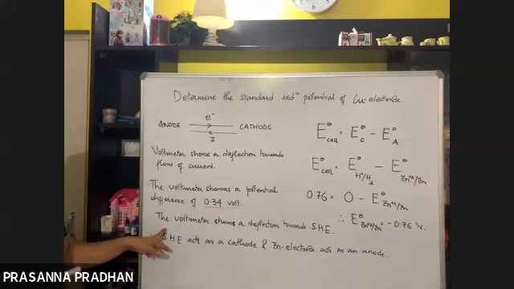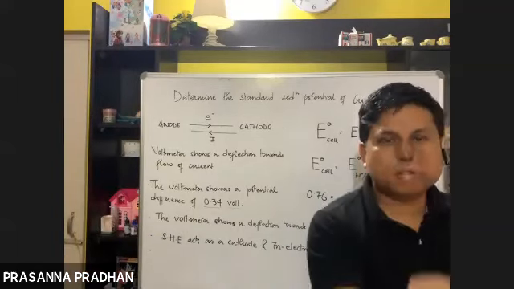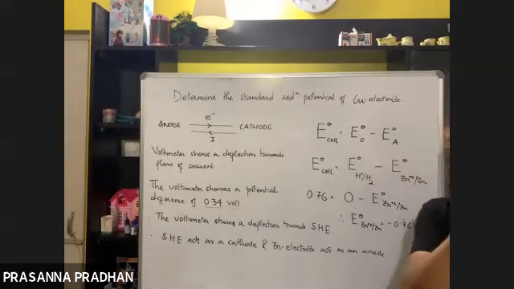So where does the current flow? Towards the standard hydrogen electrode or towards the copper electrode now? The voltmeter shows a deflection towards the flow of current. Yes, yes, yes. Don't get confused. The voltmeter shows a deflection towards the flow of current.